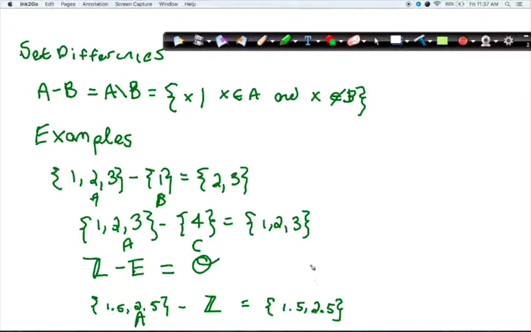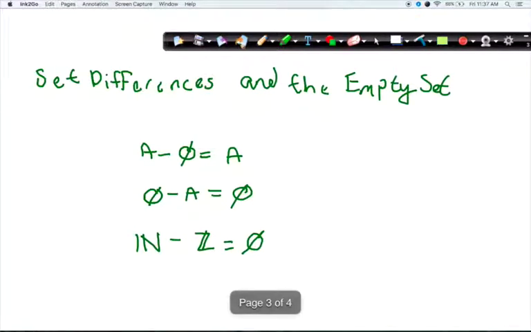Okay. So moving along, I wanted to get a couple of set difference examples involving the empty set, because sometimes people struggle with the idea of a set that contains nothing. So you can take any set, and if you subtract off the empty set, you get the original set back again, right? Why? Because every member of A is a member of A, and every member of A is not in the empty set, because there's nothing in the empty set, okay?